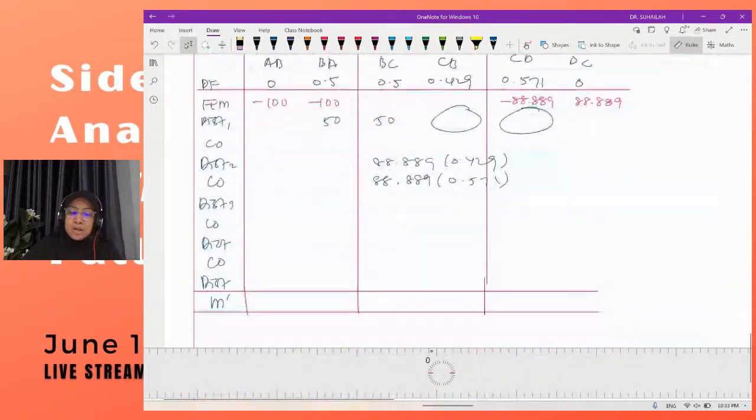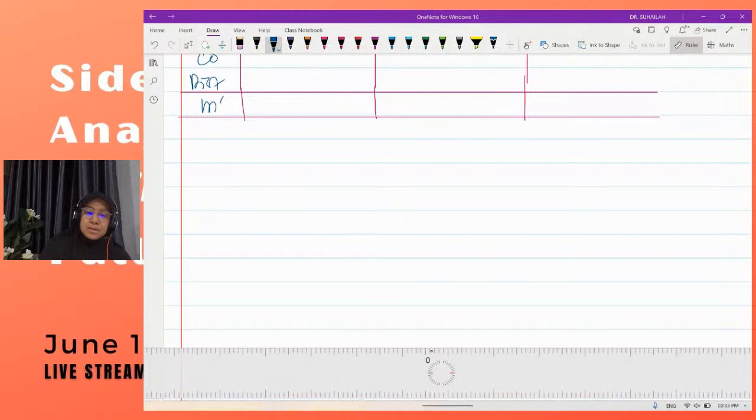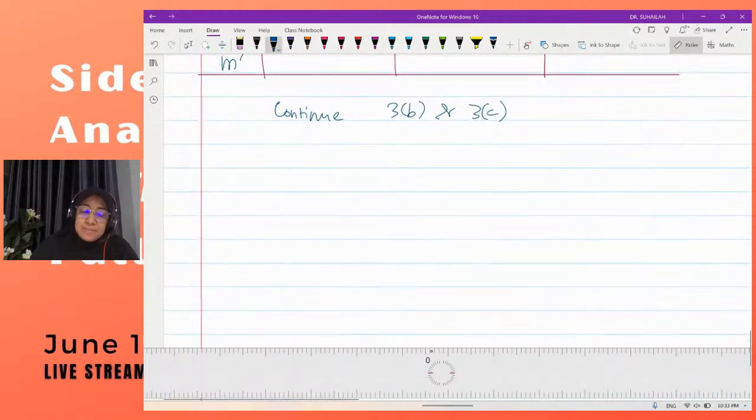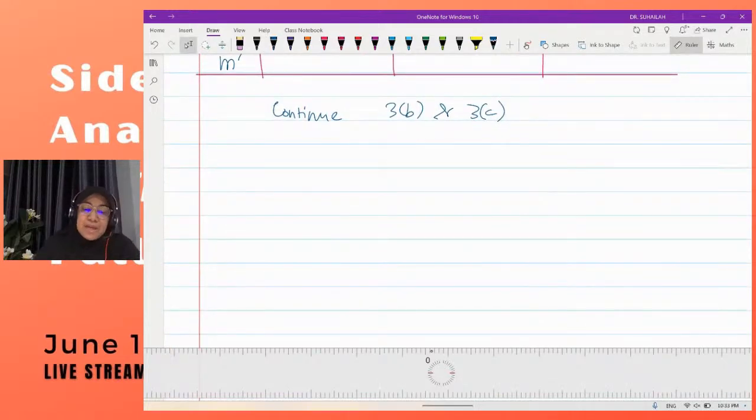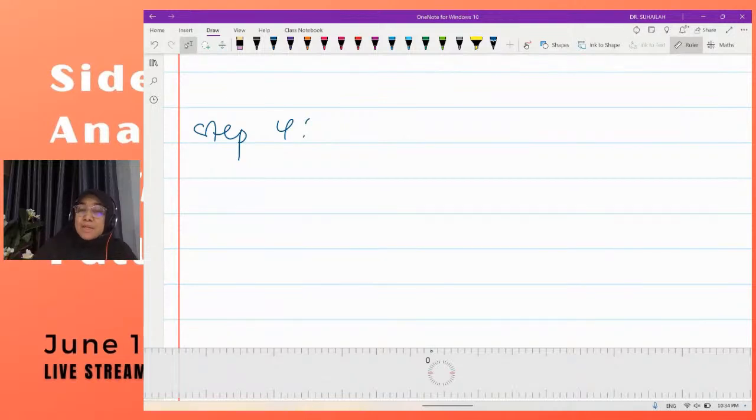Okay, so just continue. Continue with 3B and 3C until complete, and then move to step 4. Step 4 is the final end moment.